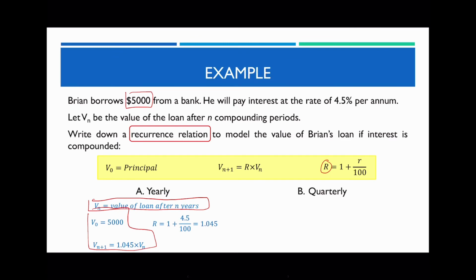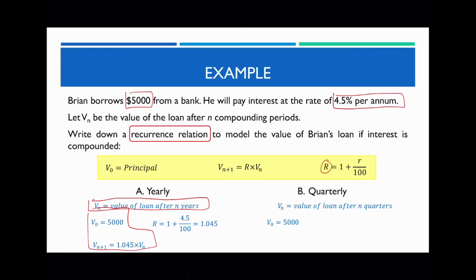Now, how is this different for part B? Because you're being compounded quarterly, your Vn now represents the value of the loan after n quarters. And we know that in a year, there are 4 quarters, okay? So again, your V0 is going to be exactly the same, but your R, your interest rate, is going to be a bit different. Usually, as you can see over here, this represents the interest rate for the whole year, which is why it says per annum. You're doing it per quarter, okay? And because it's per quarter, you actually have to divide this by 4, because if you multiply by 4.5, that gives you the interest rate for the entire year.